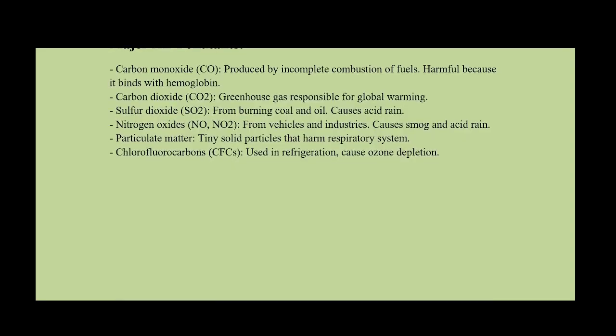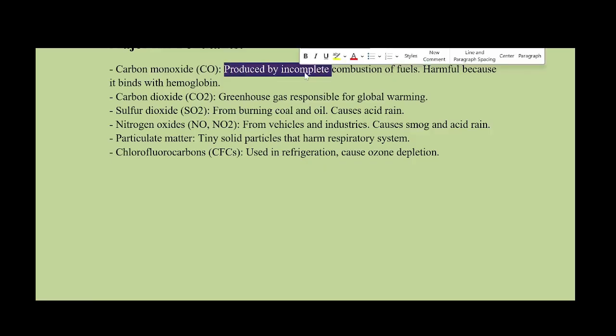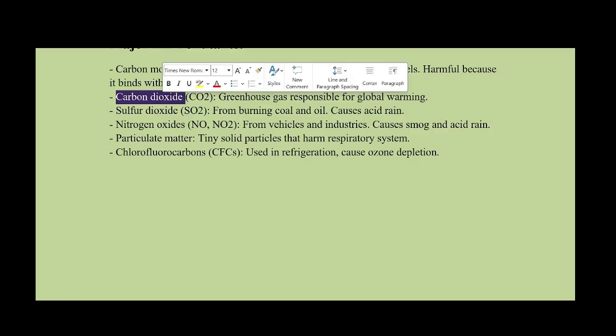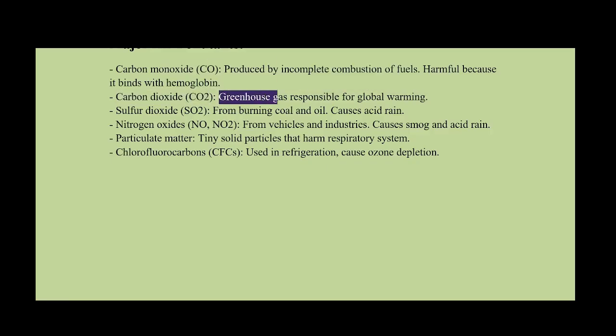What are the major air pollutants? Carbon monoxide. It is produced by the incomplete combustion of fuels. It is harmful because it binds with hemoglobin, which is a type of protein. Carbon dioxide, CO2. It is a greenhouse gas which is responsible for global warming.